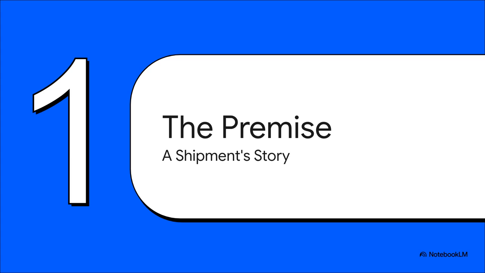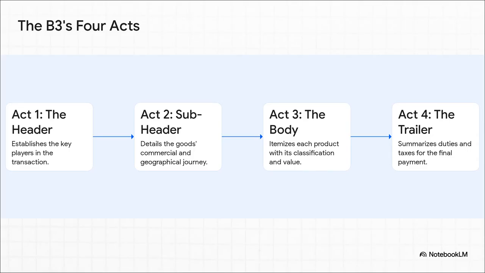The core idea here is really simple. Every single customs entry, at its heart, tells a story. And that story is told in 4 main acts. It starts with the header, which basically sets the stage. Then you have the subheader, detailing the journey. The body gets into the nitty-gritty of the goods, and the trailer wraps it all up. Each act builds on the last to create a complete picture for the CBSA.